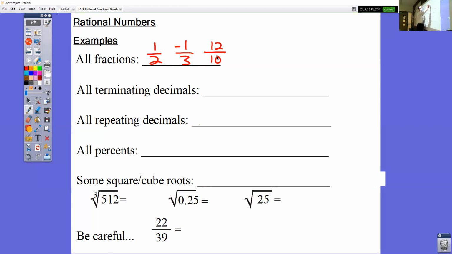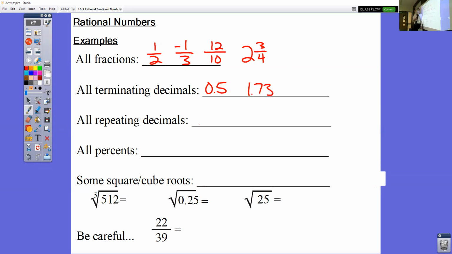You can also have a mixed number. If we had like 2 3/4, that's a type of fraction. It is rational. All terminating decimals. Terminating decimals are decimals that stop. So a number like 0.5. 0.5 terminates or stops after the 5.